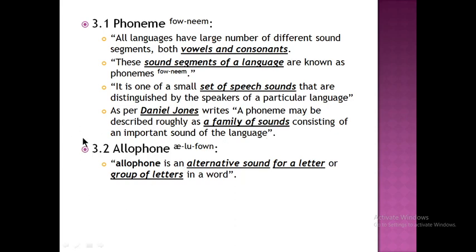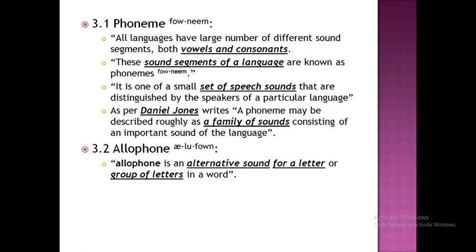The next thing which is also very important to know, along with the phoneme, is the allophone. What is an allophone actually? An allophone is an alternative sound for a letter or group of letters. Alternative means another sound.